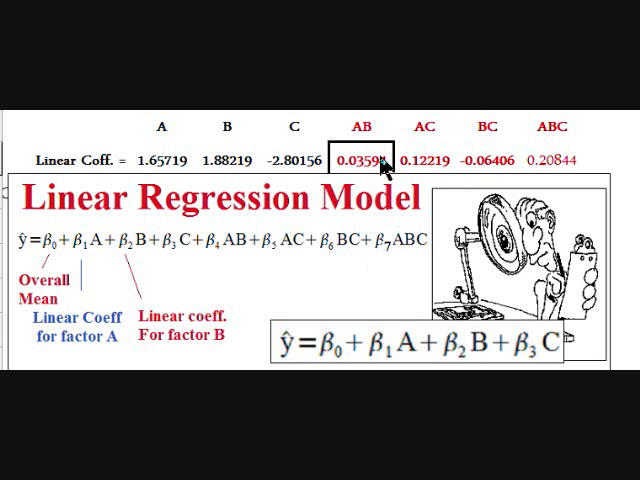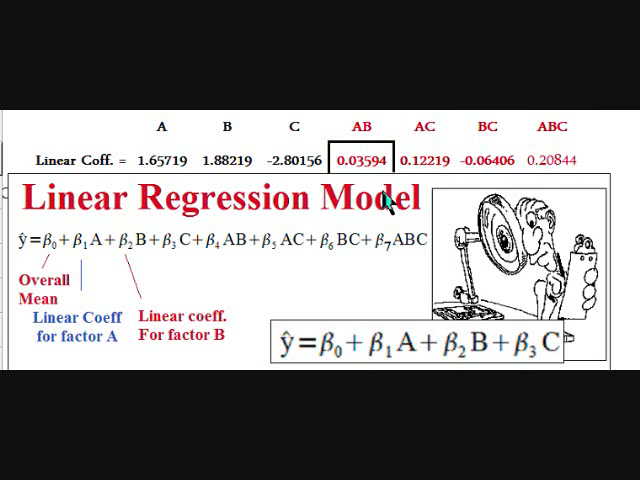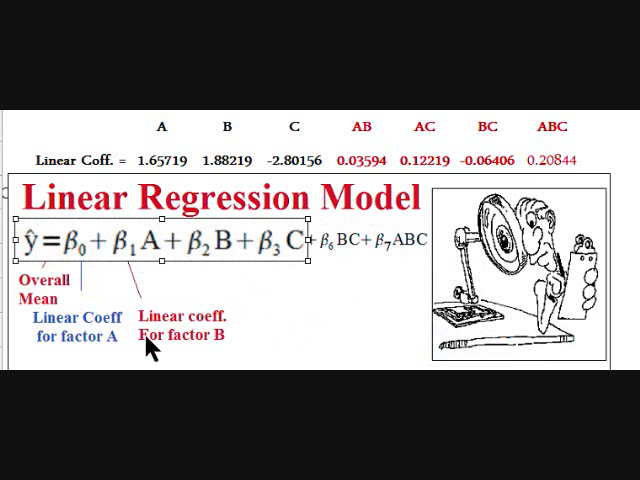However, you must remember that in the ANOVA table, we found out that all the interaction factors, AB, AC, BC, and ABC, were not statistically significant. So we could scrap them from our linear model. So your linear model should look something like this, to where Y hat equals beta sub 0, the overall mean, plus beta sub 1, the factor A linear coefficient, times A.